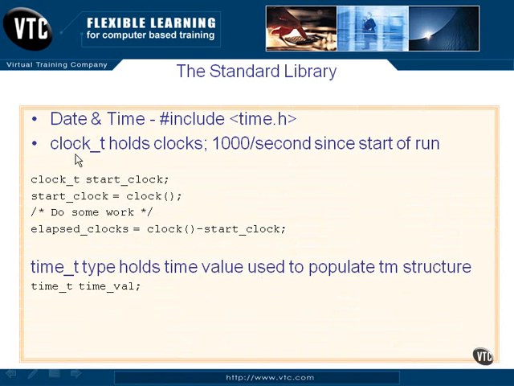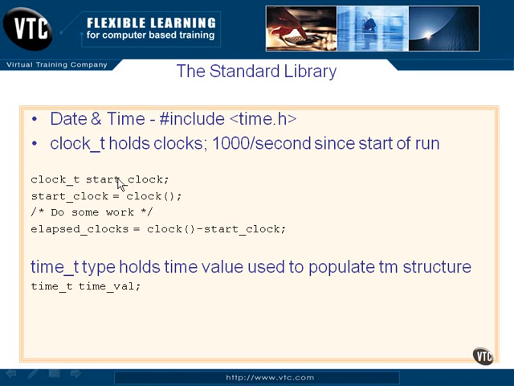Now there are also two different types defined by time.h. The clock_t type is usually an unsigned long, but it is a variable large enough to hold a number of clock cycles since the start of the program run. There are 1,000 cycles per second, at least on my system, and that will be implementation dependent, and it will be defined in time.h.